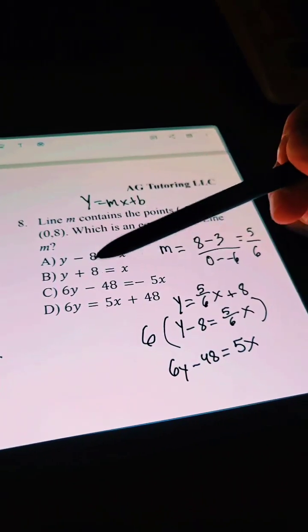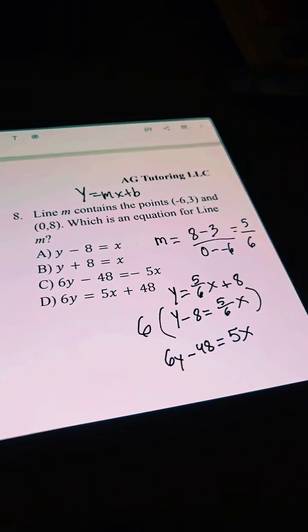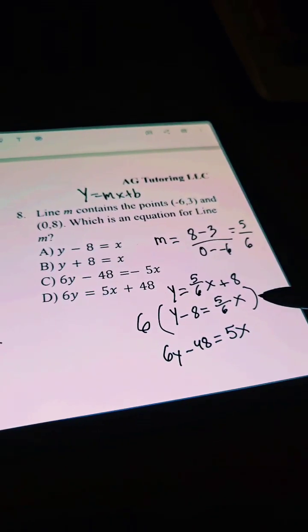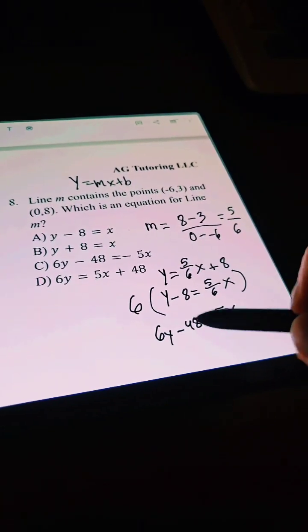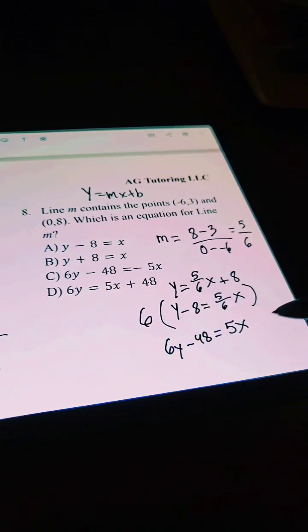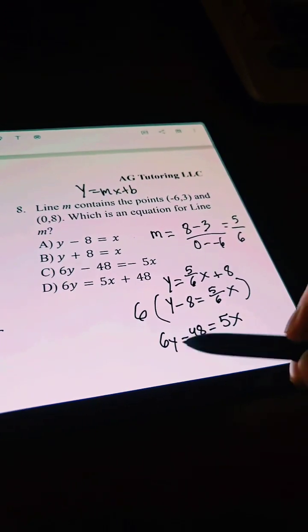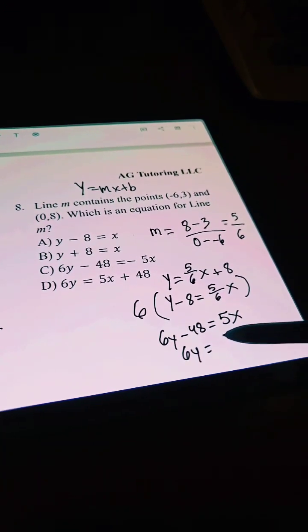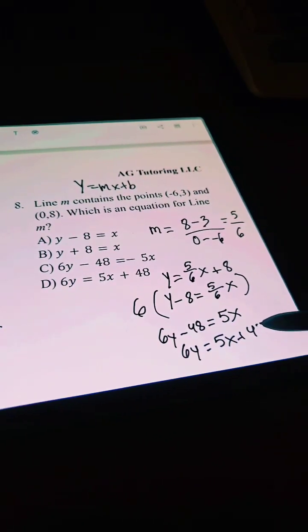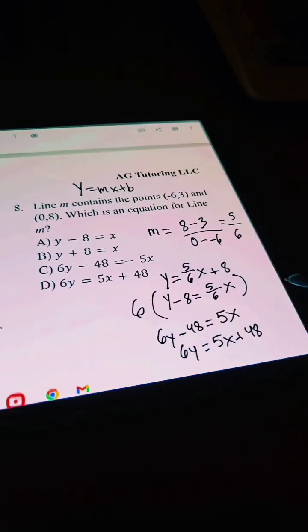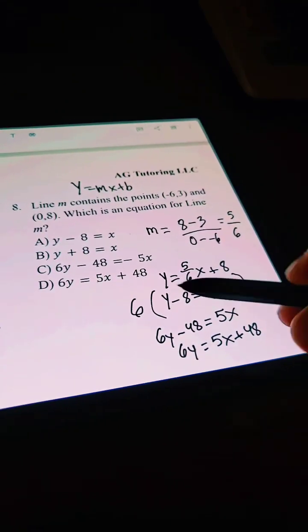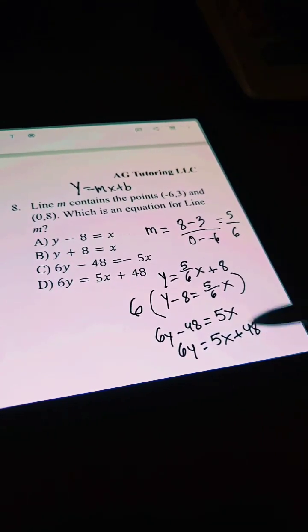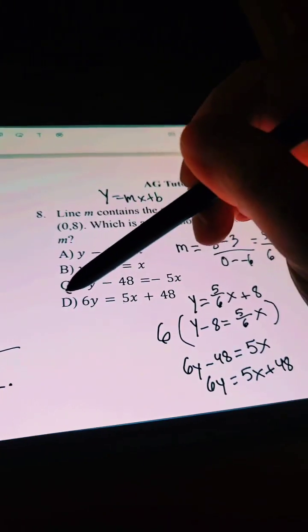So you'll notice that's not really what I have right here, so it's probably going to be answer choice D. I think I did that on purpose too. But now let's see if we can make it look like D. So I'm going to add 48 to each side. And when I add 48 to each side to move it, I get exactly what answer choice D is. So it should be D.